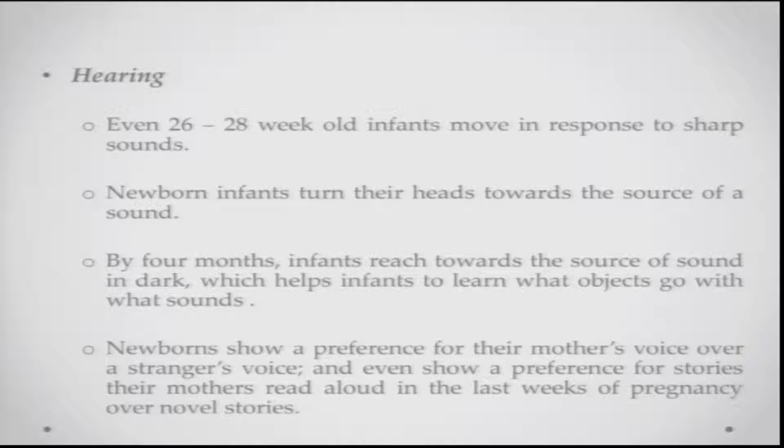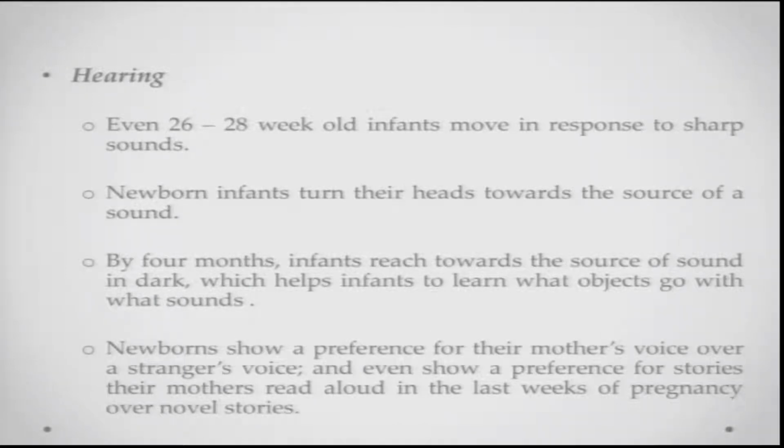By around 4 months of age, infants start reaching towards the source of sound in the dark. Suppose for example, there is somebody calling out to the child, even though it is dark and the child cannot really see the person, the child would try and move towards the source of the sound. They are trying to localize the sound by moving towards it. This helps infants to learn what kind of objects go with what kind of sounds. Say for example, it might be very useful in recognizing the voices of people around the child, the first caregivers, the parents, the siblings, maybe the relatives, and so on and so forth.